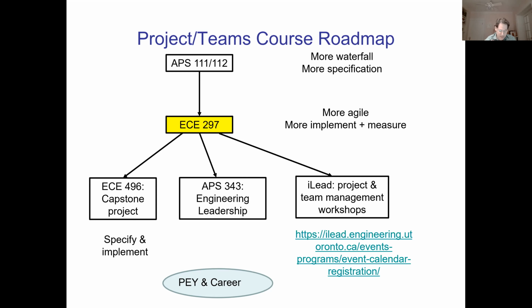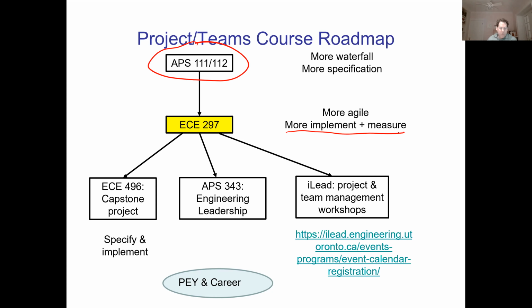Well, you already learned about that in APS 111, 112. I'd say a difference in this course is APS 111, 112 tends to emphasize more waterfall, more specification heavy development processes. Whereas in this course, we emphasize more agile development practices where you implement a prototype, you get it working, you measure, you iterate, you improve. So that's the difference in this course.